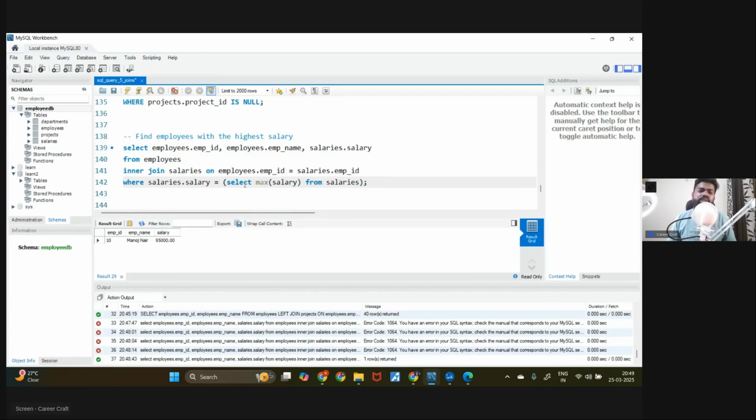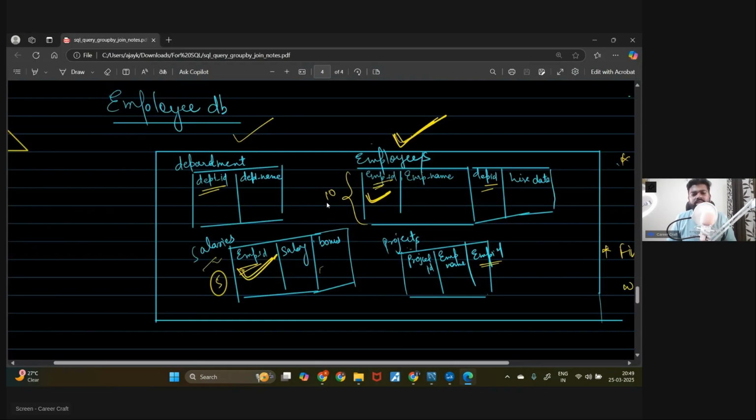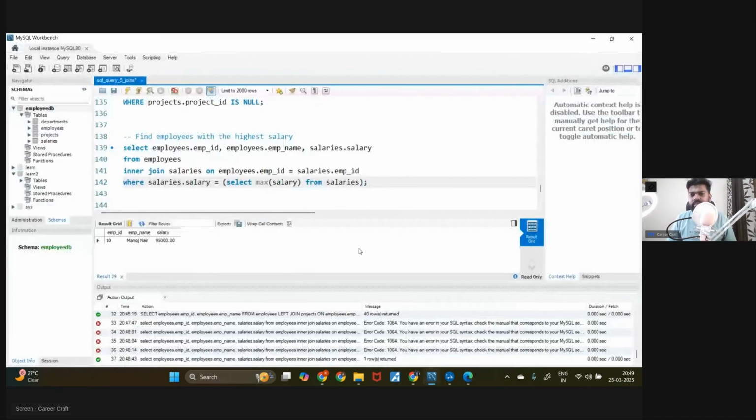So see, if it had been only one table, then this was a simple query: select max salary from salaries. But since the salary information is in another table, first you had to join and then use the where condition to get the maximum salary. Is it clear, everyone? Yes or no?